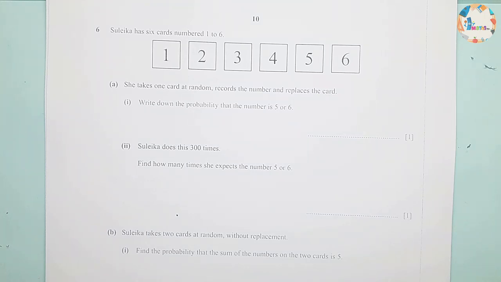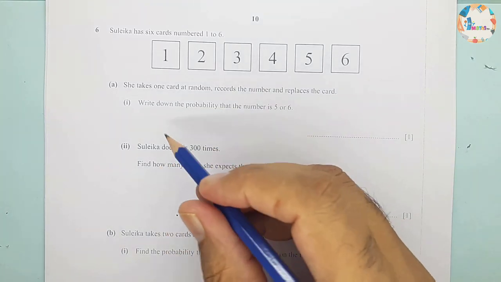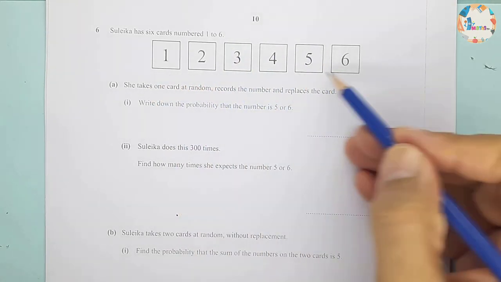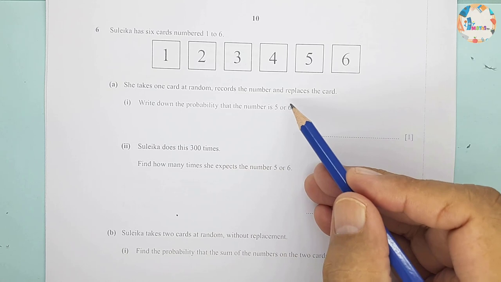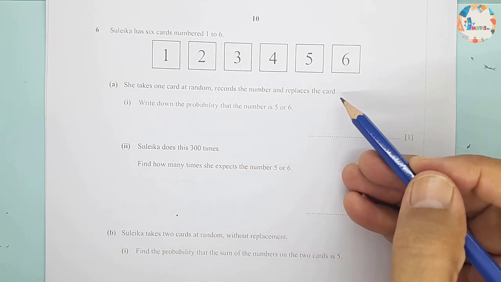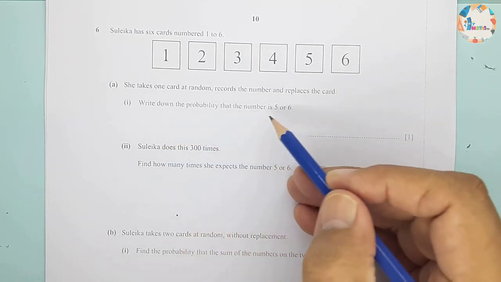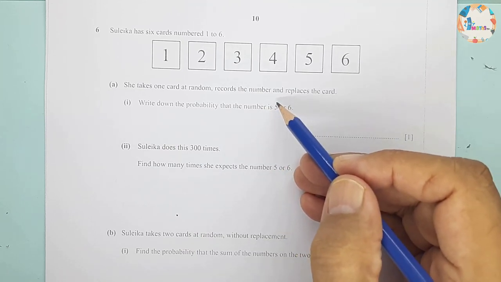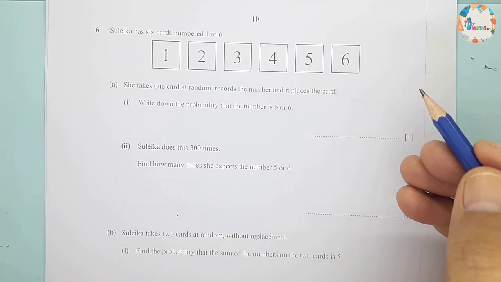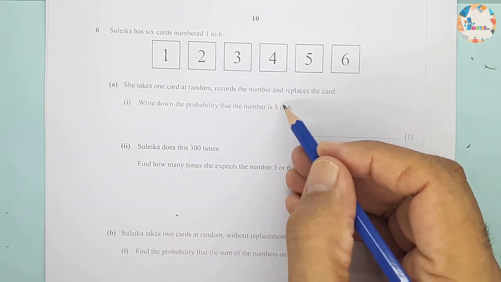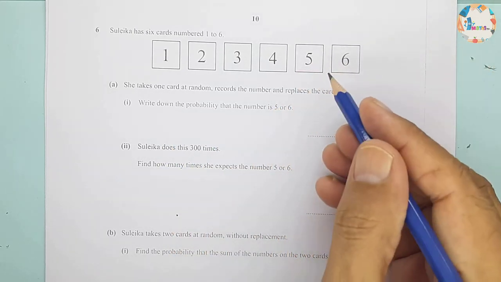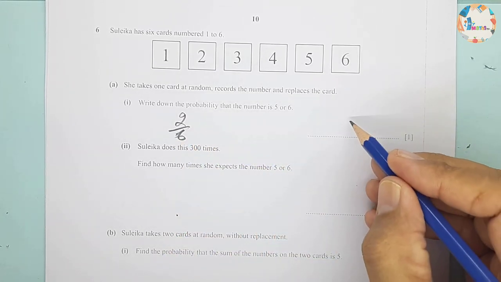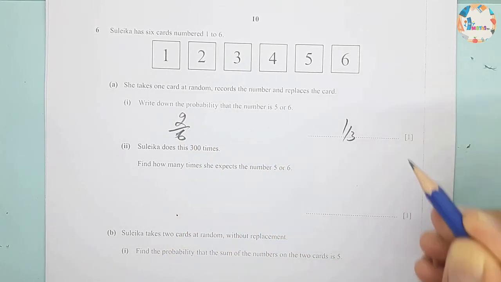Now question number 6. Sulekha has 6 cards numbered 1 to 6. These are 6 cards. She takes one card at a time, records the number and replaces the card. Write down the probability that the number is 5 or 6. So for 5 or 6, there are 2 cards, so 2 by 6, or in the simplified form it will be 1 by 3.